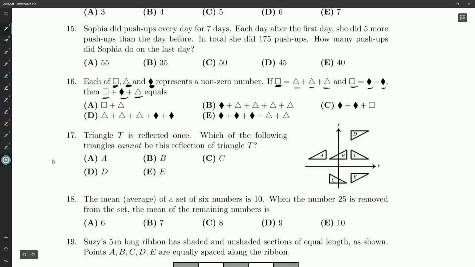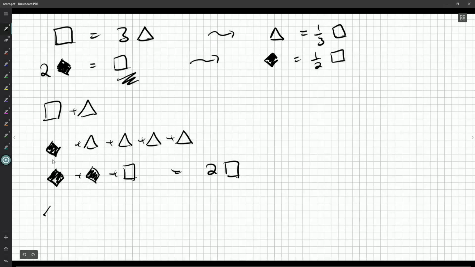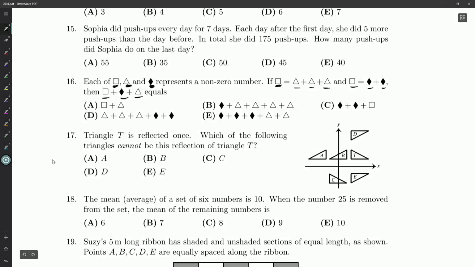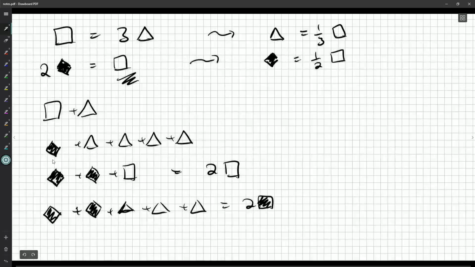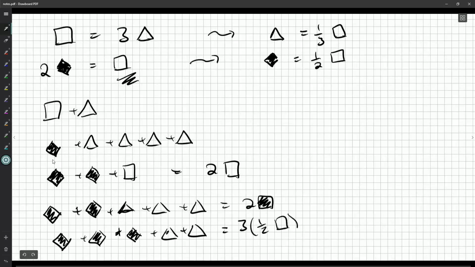What else have we got? Triangle, triangle, triangle, and 2 diamonds. Well, that's also going to be equal to 2 squares. Because 3 triangles is a square and 2 diamonds is a square. And what's the last one? Diamond, diamond, diamond, triangle, triangle. Well, that would be 3 half squares plus 2 thirds of a square. So that's going to be 3 halves plus 2 thirds of a square.